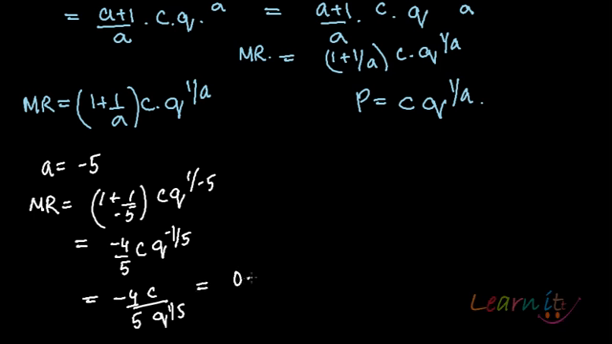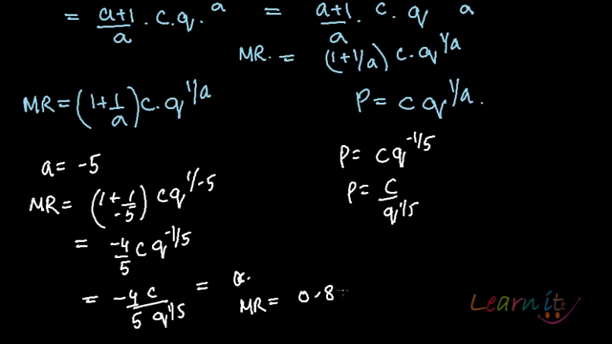So just wait, your P is c into q to the power minus 1 by 5, so P is c upon q to the power 1 by 5. So this is something like your MR is basically 0.8 of P. So what happens is that the MR curve approaches the demand curve. MR is almost becoming demand. You pick up a equals minus 10 and then you will see that MR has become now 90% of the demand curve. So the MR curve approaches the demand curve as demand becomes more elastic.